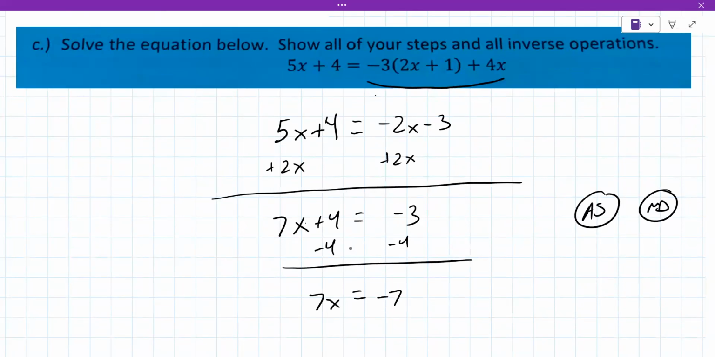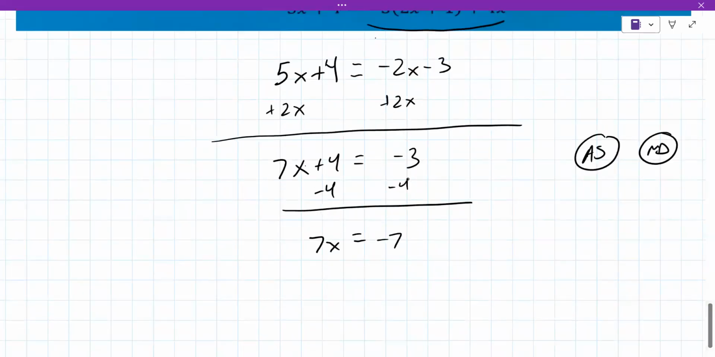And then would you just subtract 7x again? Nope, it's multiplication by 7. How do you undo multiplication? You divide by 7, the number in front. And then you would get x equals -1. Yes, -1.